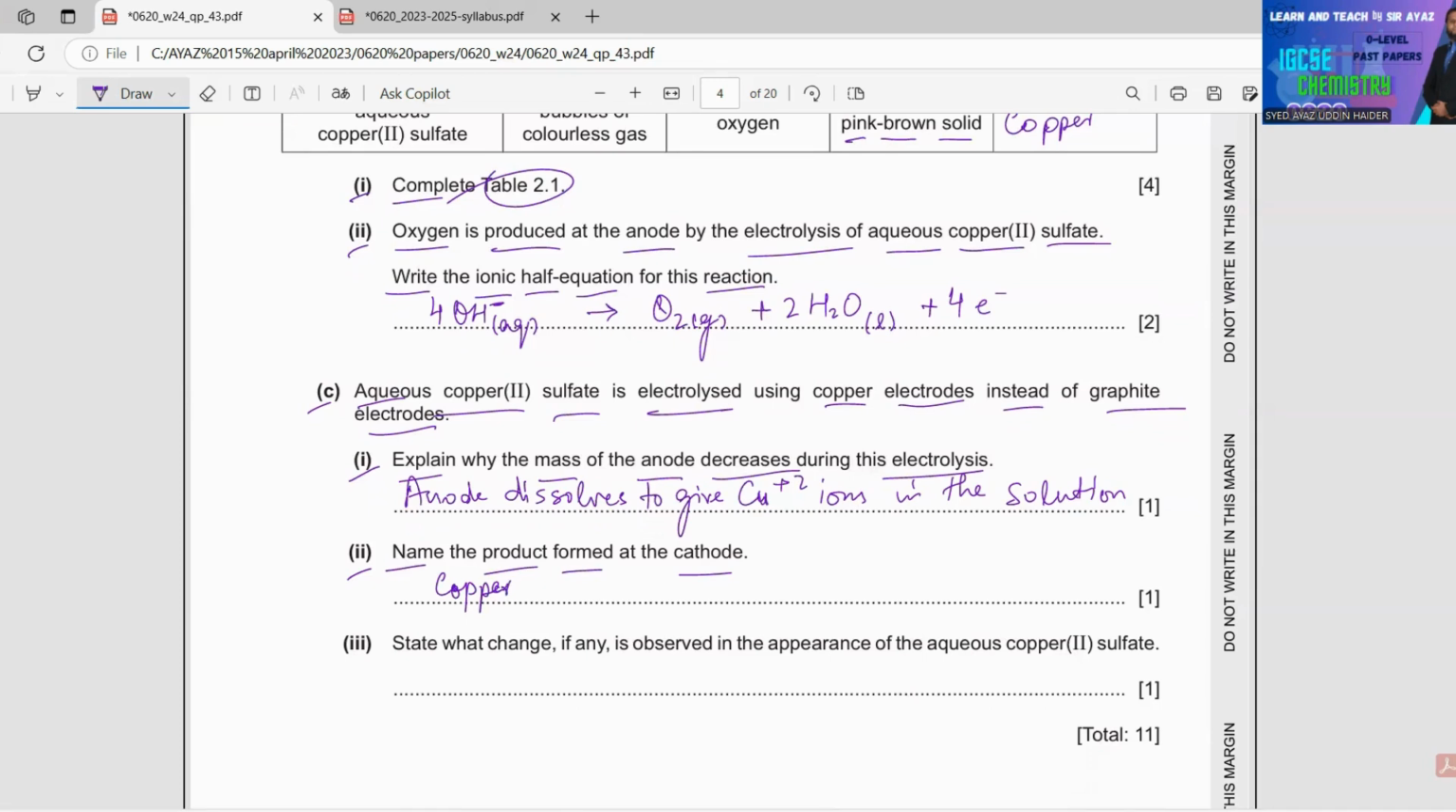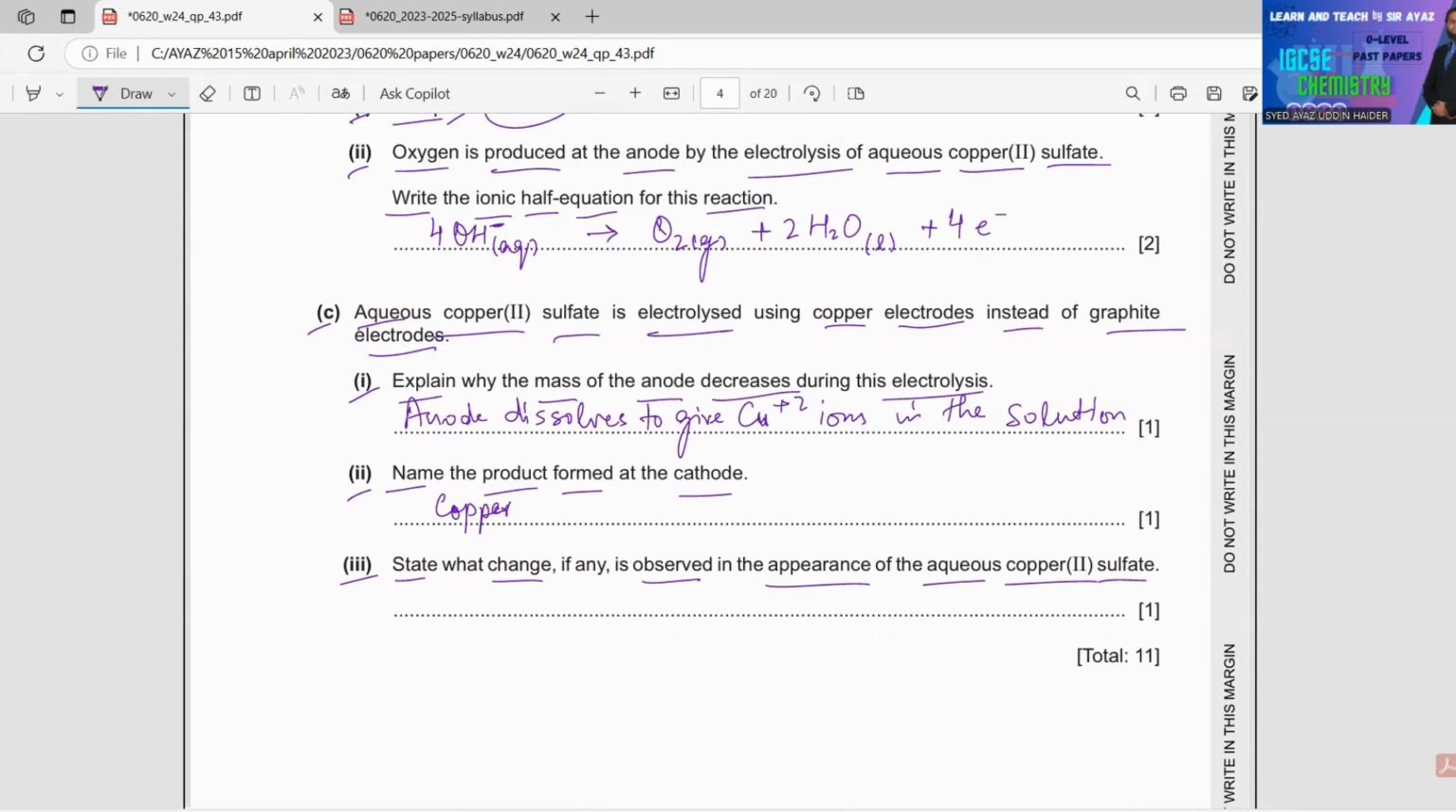Part 3. State what change, if any, is observed in the appearance of the aqueous copper(II) sulfate. So what will happen to the change? Copper 2 plus ions are depositing at the cathode, and in order to compensate this loss, the copper anode is dissolving to give Cu²⁺ ions back into the solution. So there will be no change in the appearance of aqueous copper(II) sulfate. It will remain as it is in the solution. It's actually blue in color. So you will write no change here.